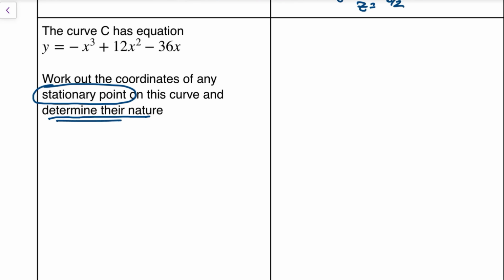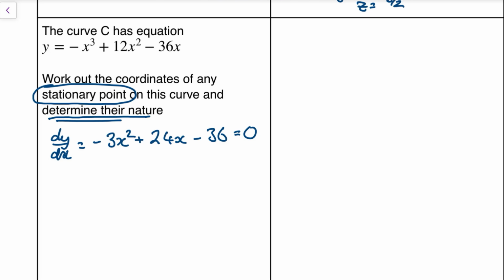Right, so if you do GCSE, you don't need to do the determine their nature. If you do further maths GCSE, you need to both differentiate and determine their nature. So in other words, I need to find out the turning points first. So let's differentiate. So dy dx is equal to minus 3x squared plus 12 times 2 is 24x minus 36. And I need that to be 0, because I'm trying to find a stationary point. So I'm trying to find where the gradient's 0.